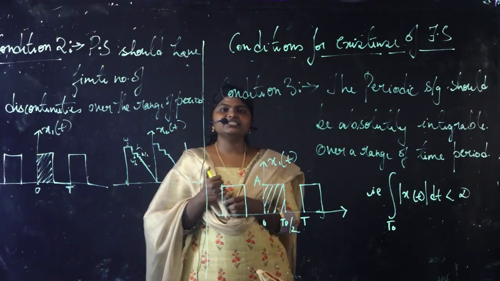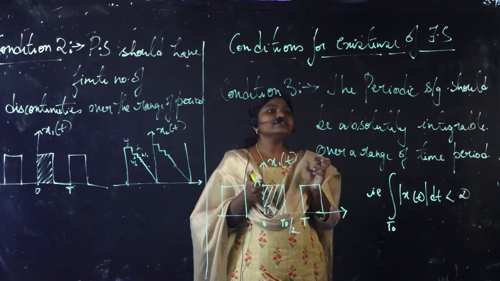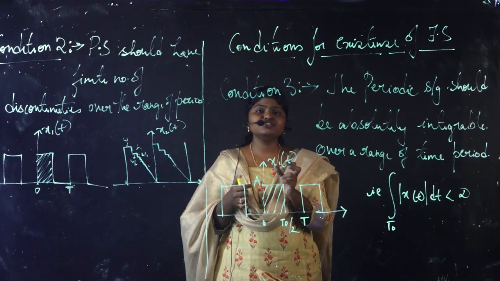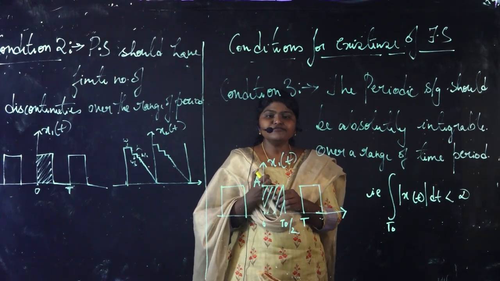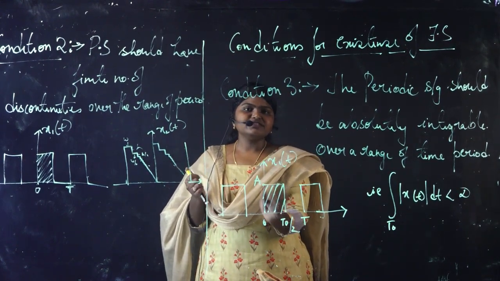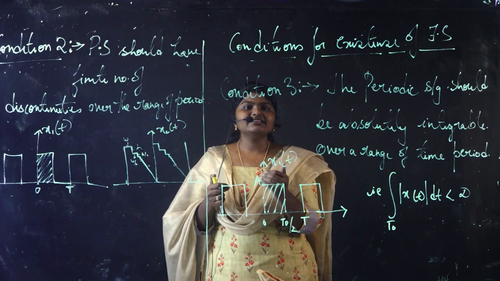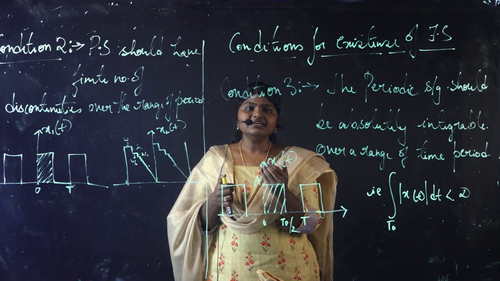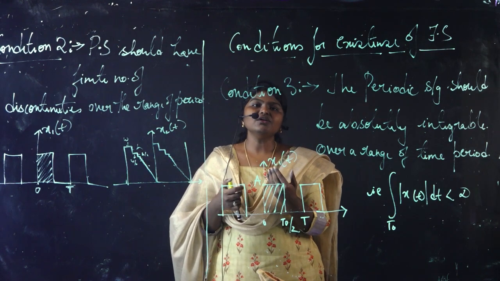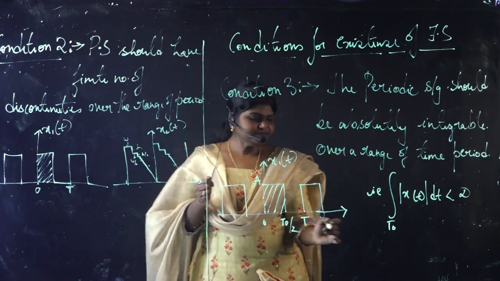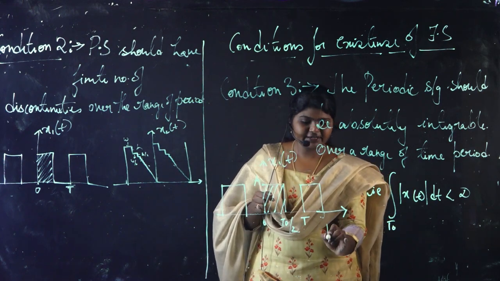Now the last condition is that the periodic signal should be absolutely integrable over a range of time period. If you look into this periodic signal, over the time period of 0 to T, let us find the integration over a period, and let us know whether it has a finite value or not. So if you take this example, we will find it for this.